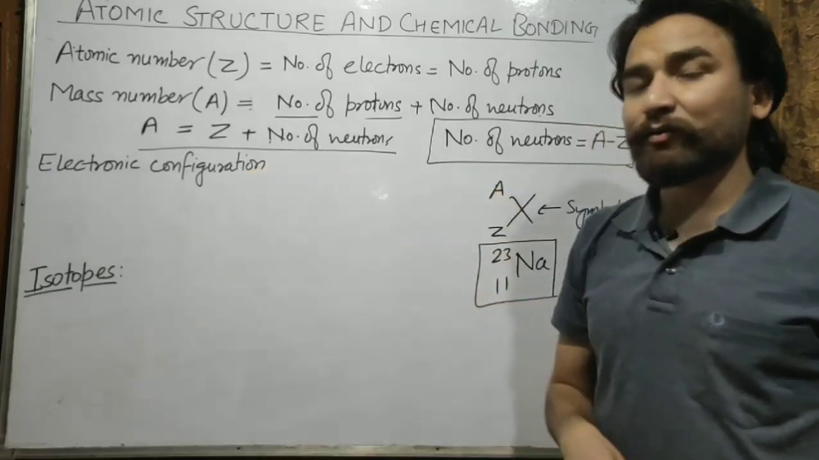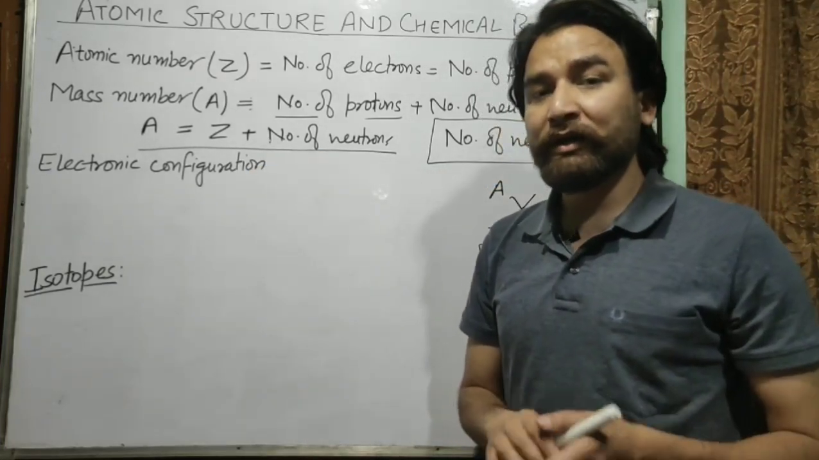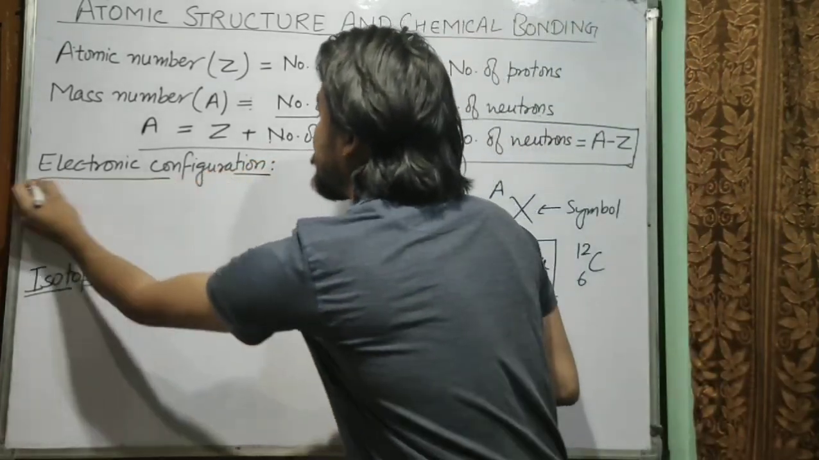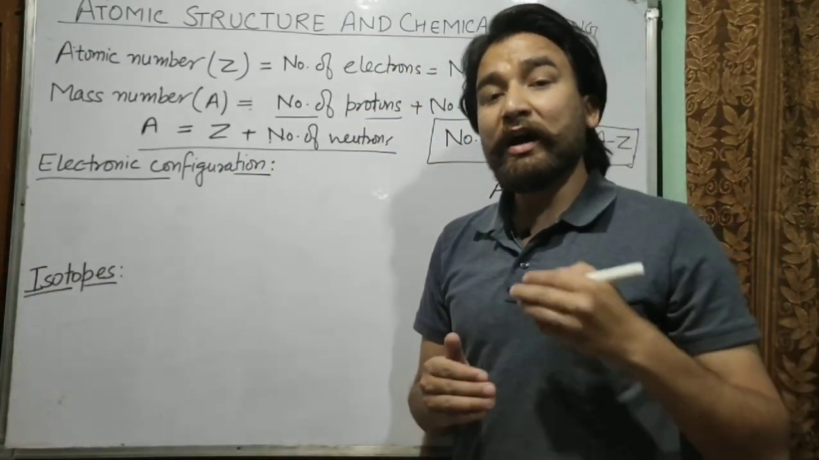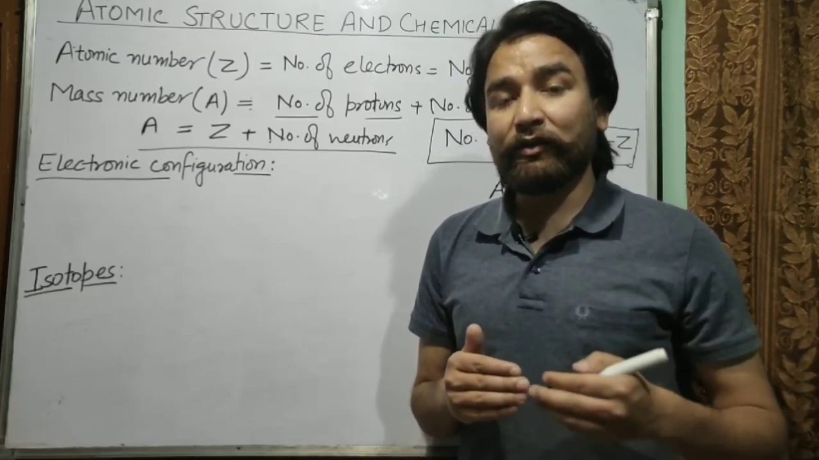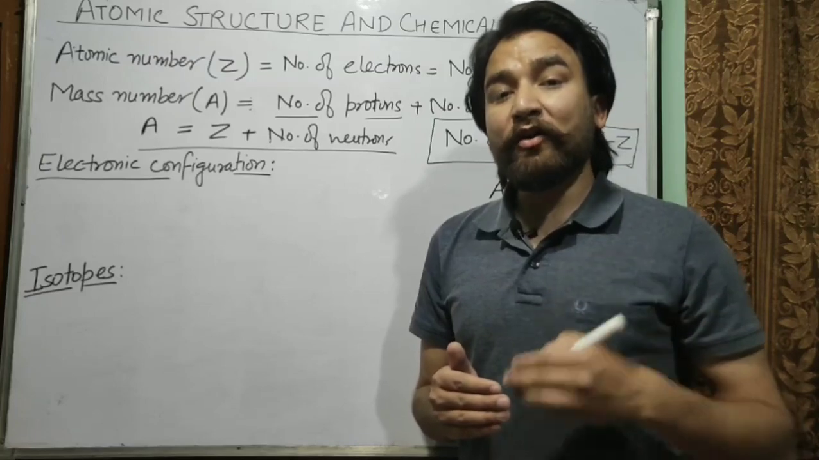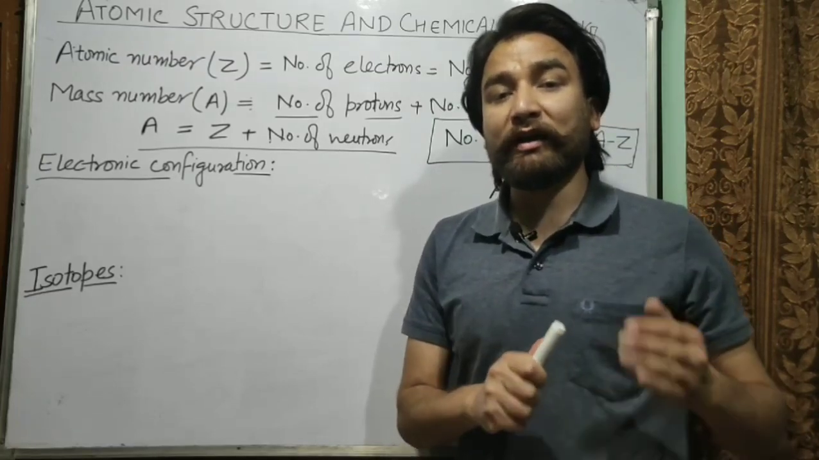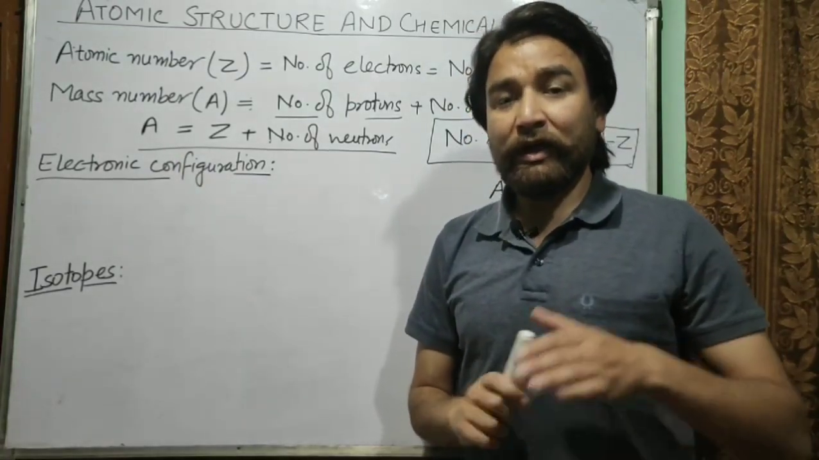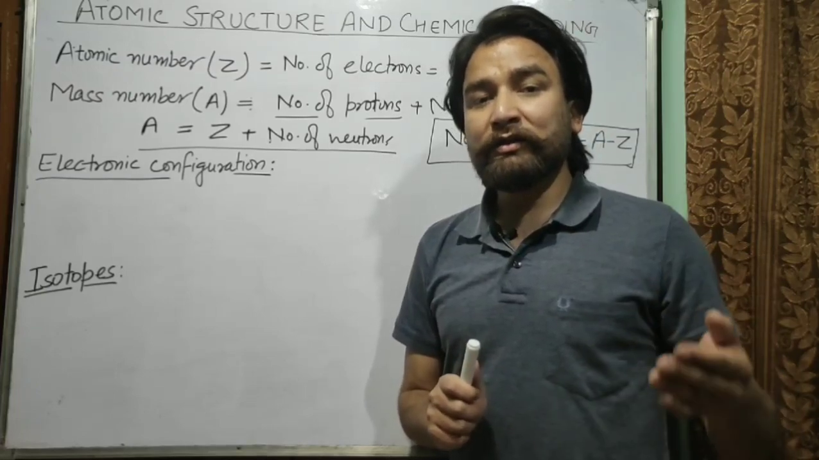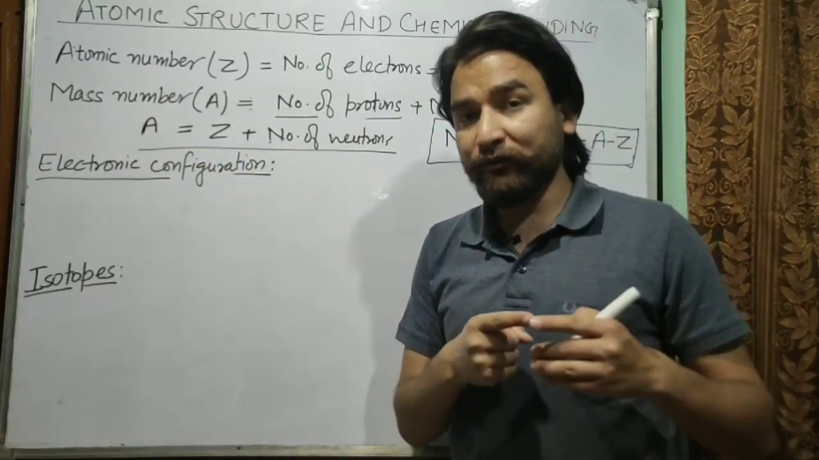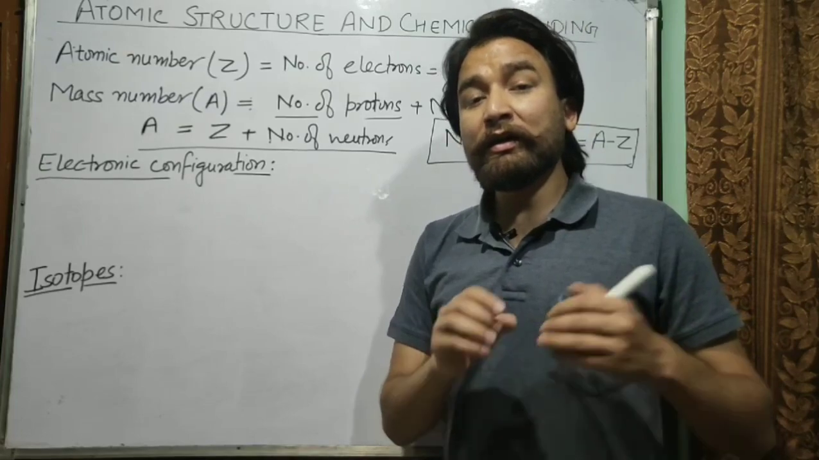Now the next topic that we are going to discuss, and that is very important topic, that is electronic configuration. Electronic configuration represents the arrangement of electrons in the shells of an atom. So how the electrons are arranged in the shells of an atom, that arrangement is known as electronic configuration. Now, how do we arrange the electrons? There are some rules for that. So we will discuss the rules of electronic configuration.